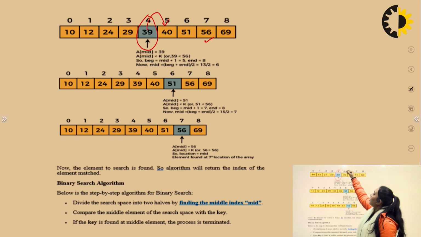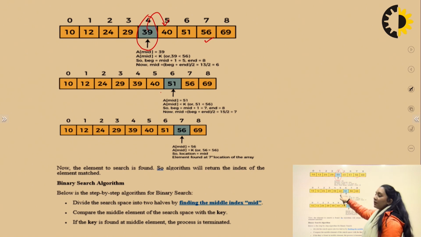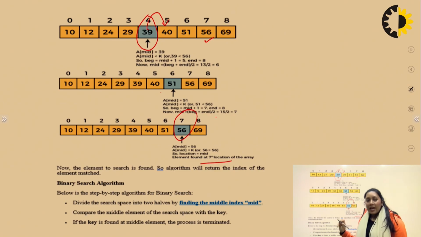Now let's move one by one, traversing the algorithm. 39 moves to 40. Is 39 equal to 56? No, it is not present. Move to 40. Is 40 equal to 56? No, it is not. Is 51 equal to 56? No, it is not. Then is 56 equal to 56? Yes, it is. And the value is found, right?